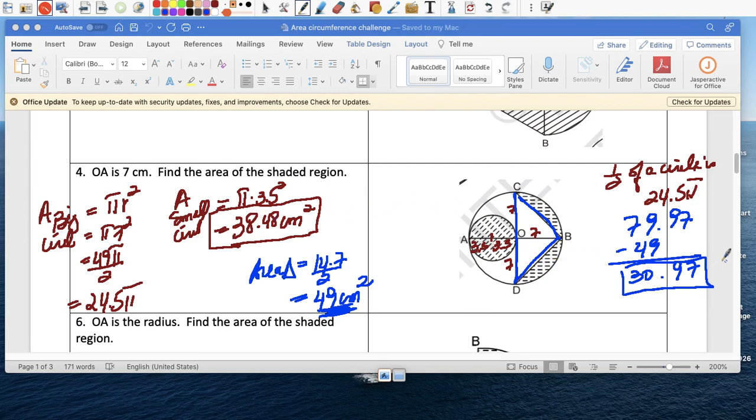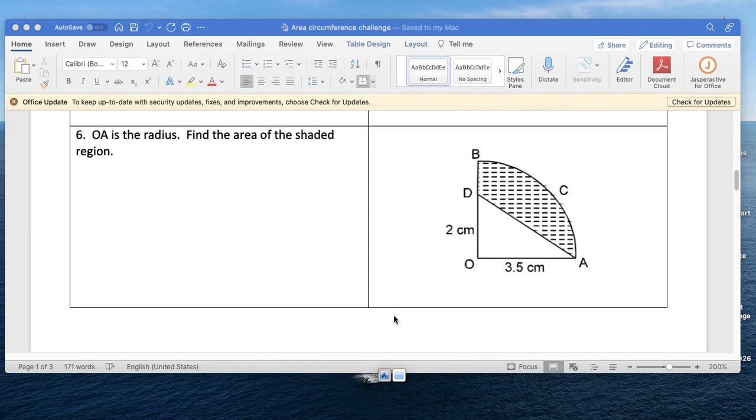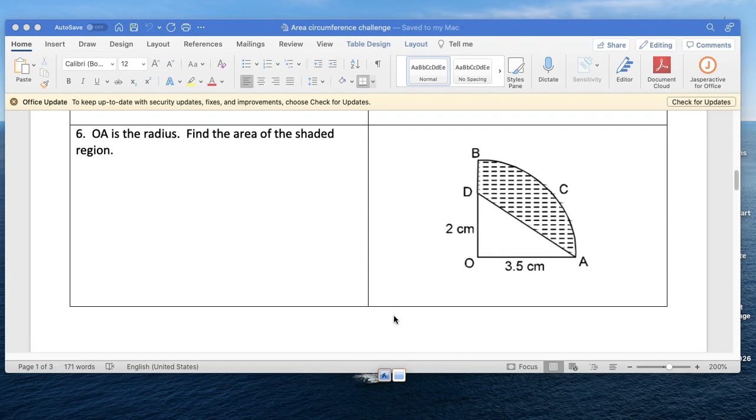So this and this represent the two shaded areas, the small circle and this part right here. So if you combine both of them, you should get 38.48 plus 30.97 equals 69.45. That is your shaded region. All right, so these are better problems than just asking you, hey, what's the area of a circle, right? It makes no sense anymore to do those problems.